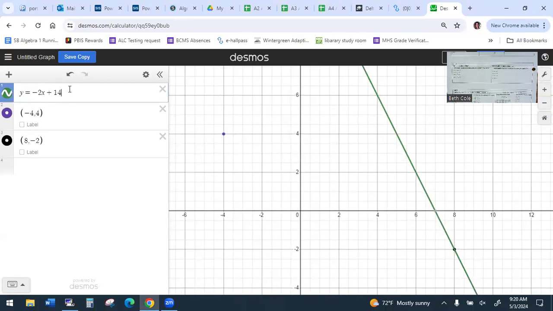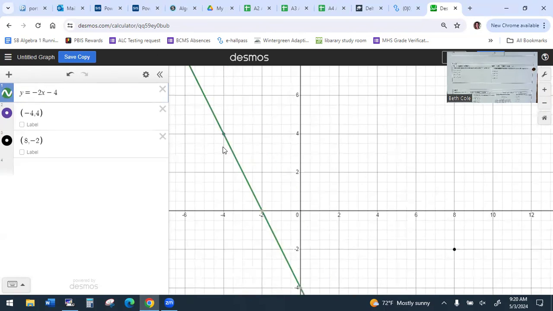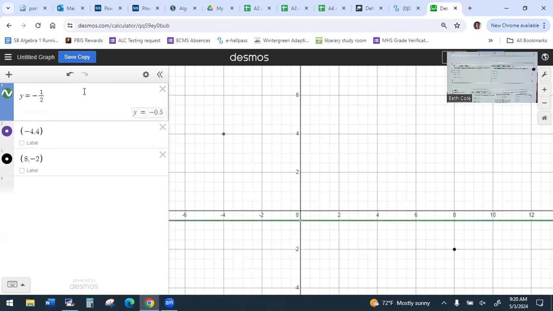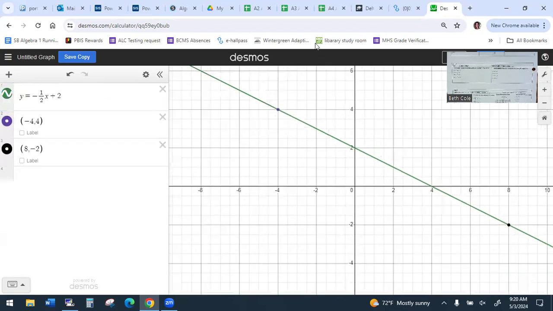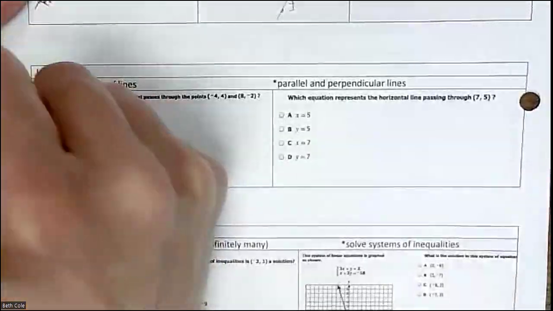And please stop talking over me. It's negative 2x minus 4. Does that go through both the points? No. All right, let's test the third one. Negative 1/2 x plus 2. Does that go through both the points? Yes, that's your answer. C.